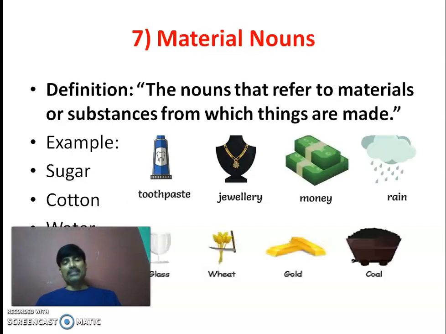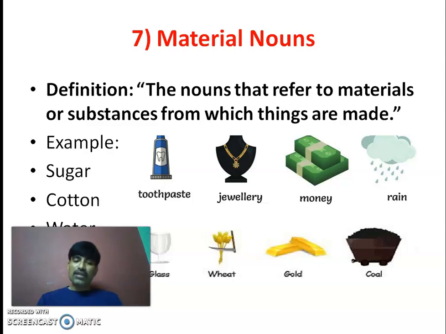The next one is material noun. Material suggests that it's a material. Mostly they are uncountable nouns. They are the nouns that refer to materials or substances from which things are made. You can see sugar: out of sugar you can make sweets, you can make tea, you can make coffee. Cotton: out of cotton you can make clothes. So these are material nouns, and you cannot count one sugar or one cotton.